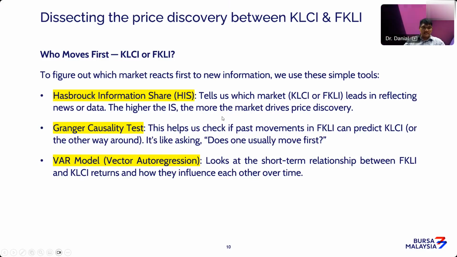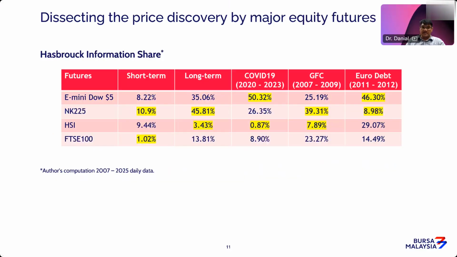Number 2, Granger causality test. Number 3, a little bit more technical, the vector autoregression model, whereby we are looking at the short-term relationship between FKLI and KLCI returns and how they influence each other over time. All right, so I put periods here for different futures. We have E-mini Dow, Nikkei 225, Hang Seng Index, and UK FTSE 100.